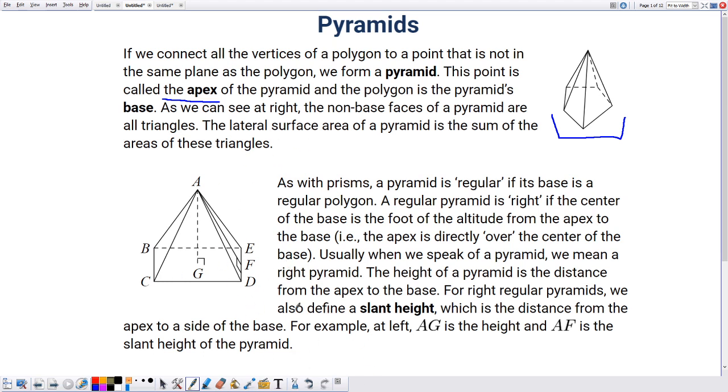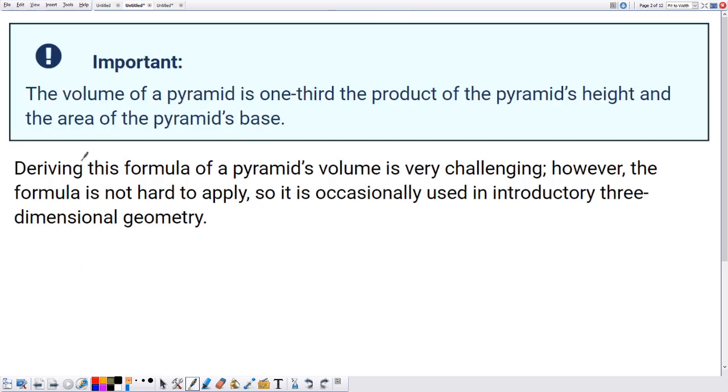One thing to note is that we have something called the slant height, which would be AF in this diagram. Note it is not the edges like AB, AC, AD, or AE. It's from the top, the apex, to the middle of a side of the base, the center of a side of the base. That is the slant height. We call AB and AC lateral edges. The slant height is different. All that being said, let's continue on.